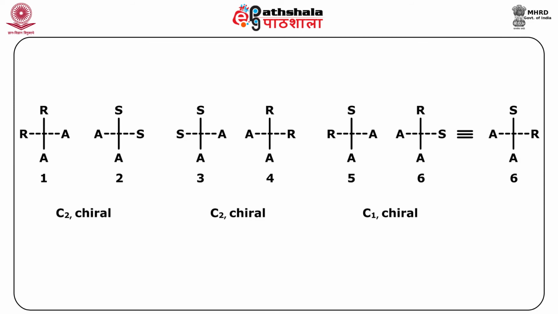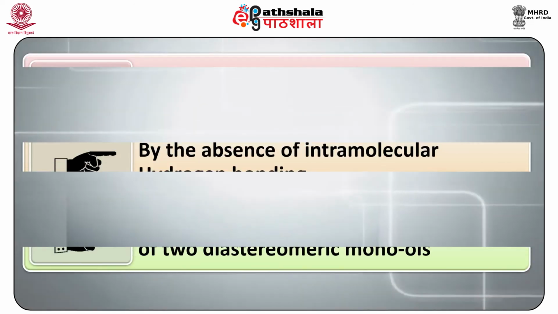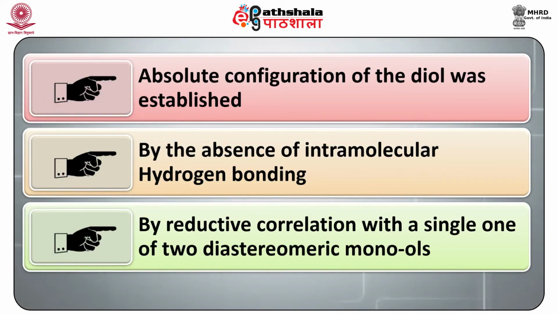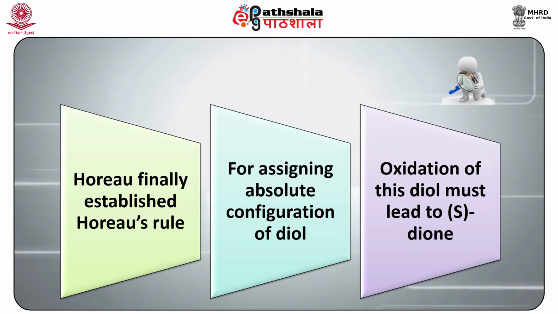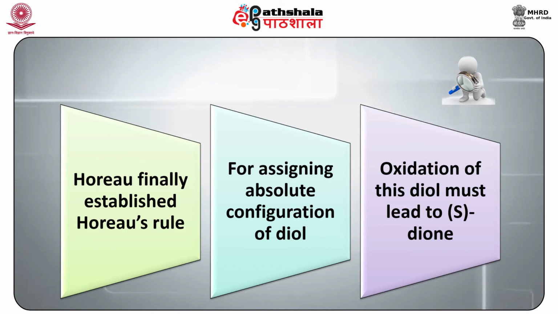That is, the structures shown as 5 or 6 should not be true, so they are excluded. The former result, that is the absence of intramolecular hydrogen bonding, also excludes figures 1 and 2. Both of them are enantiomers. So finally, the absolute configuration of the diol was established by the absence of intramolecular hydrogen bonding and also by reductive correlation with the single one of the two diastereomeric monools. Harada et al. finally established Harada's rule for assigning absolute configuration of the diol.